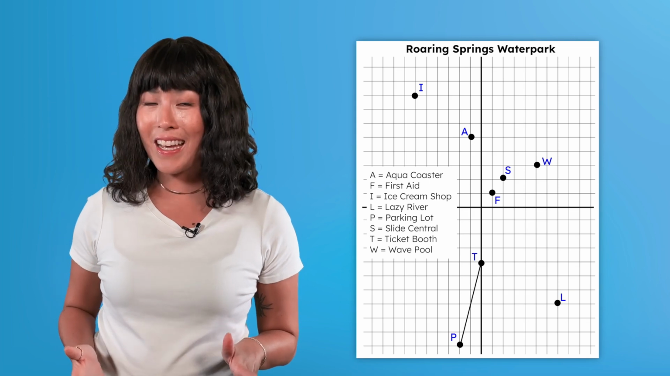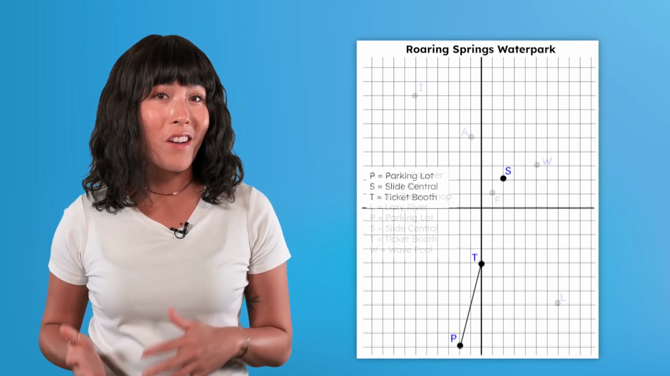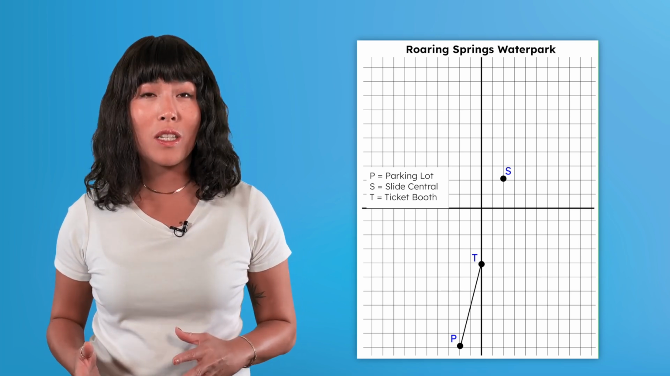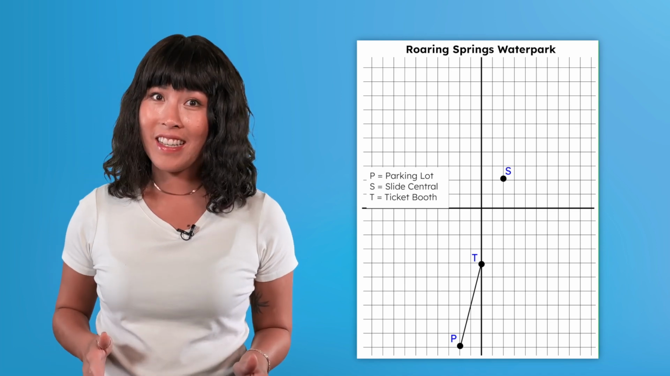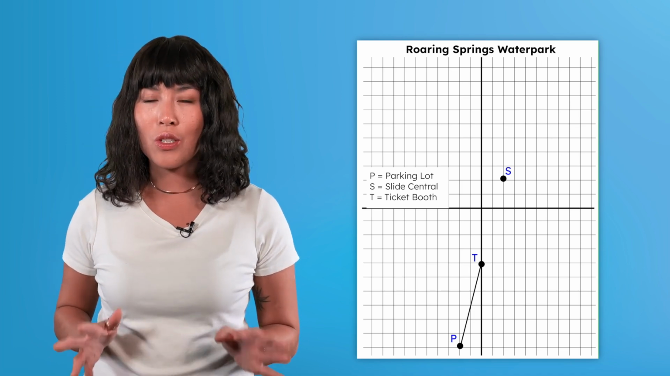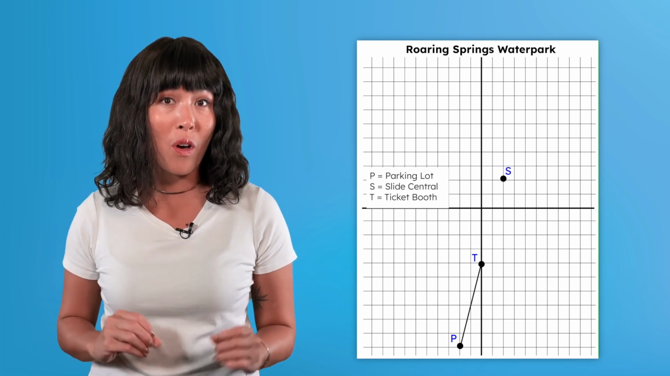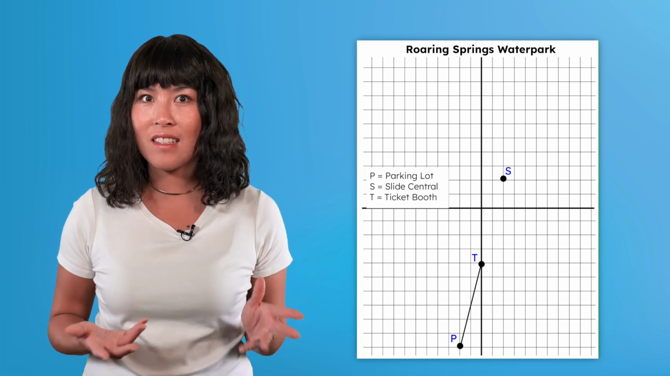So, like I was saying, we're focused right now on these parts of the map: the parking lot, the ticket booth, and Slide Central. Since I want to be the first one on the slides, I need to be efficient and fast. It's best if I can go straight there without making any turns. So let's see. We have the path between the parking lot and ticket booth on the map as this straight line. Will that line extend to Slide Central?